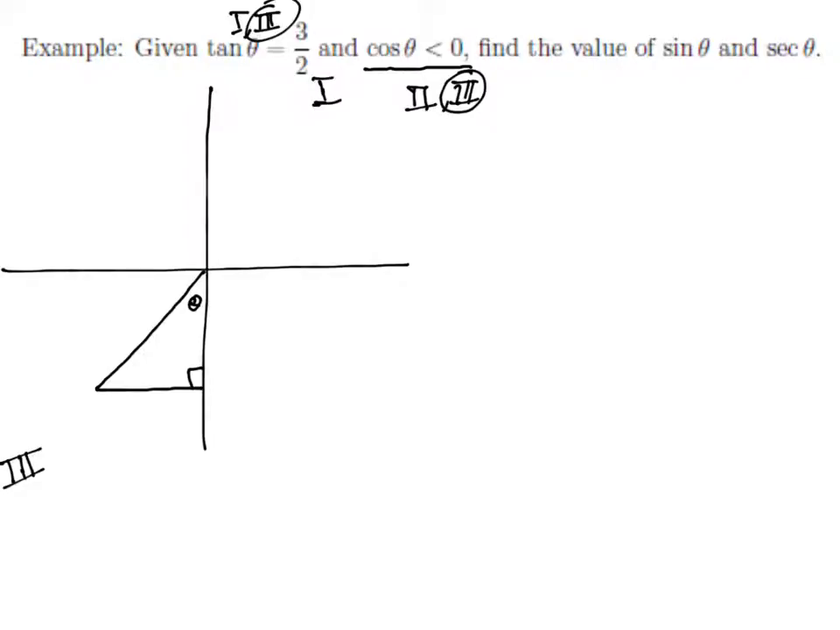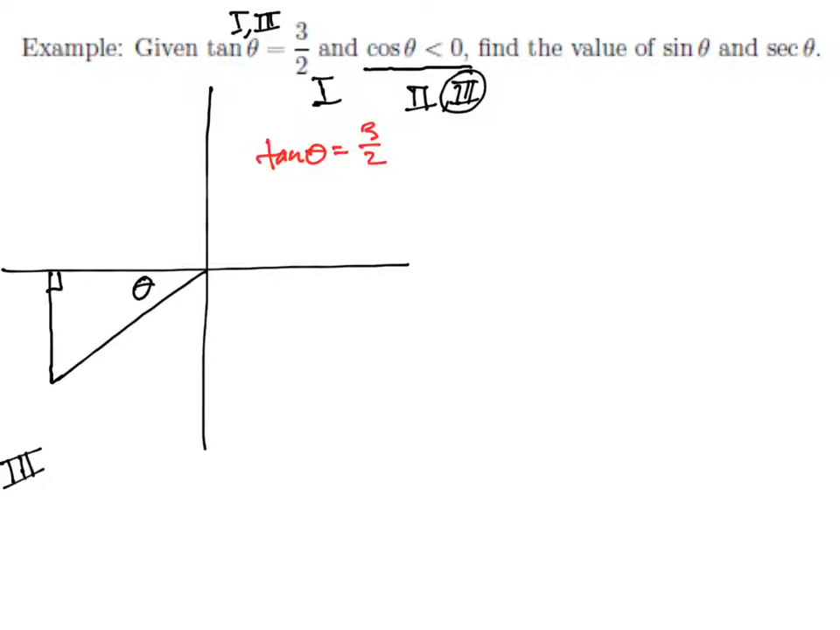Now the triangle, that angle theta always makes an angle with the x-axis. So don't draw the triangle in this way. We want to draw it in this way. So, okay, so there's our angle theta. And then what we're going to do is use this fact that tangent theta is equal to 3/2.